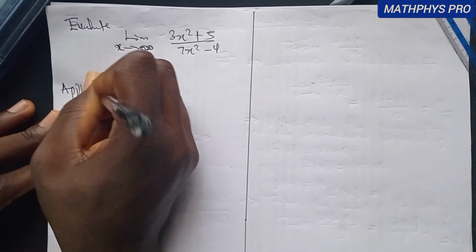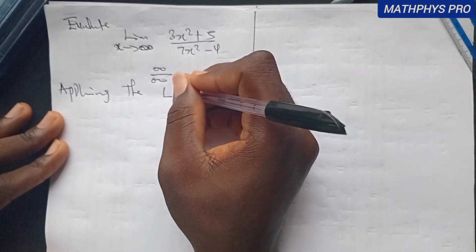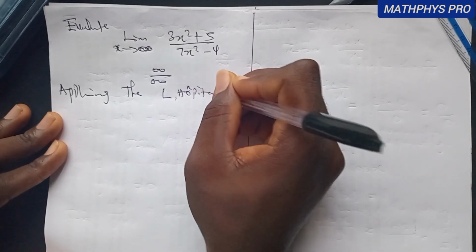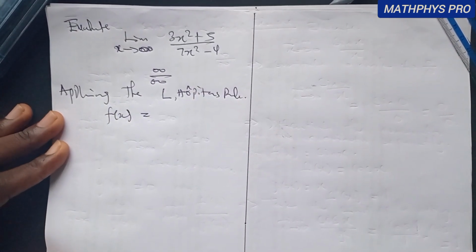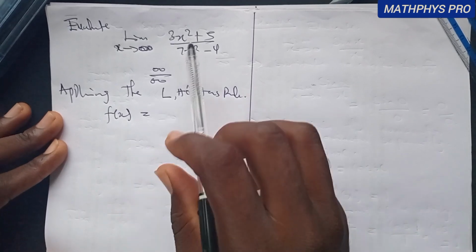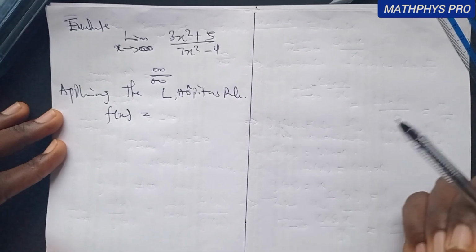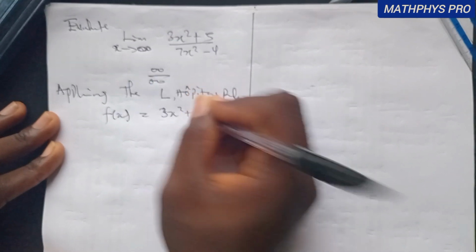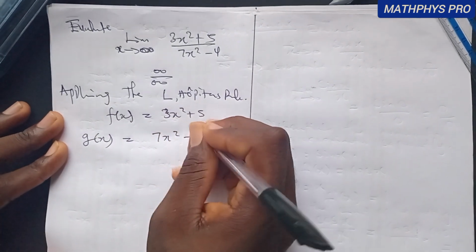Applying the L'Hopital's rule: L'Hopital's rule states that you differentiate the numerator and denominator separately and take the limit of the resulting expression. So you say that if f of x is equal to 3x squared plus 5 and g of x is equal to 7x squared minus 4.